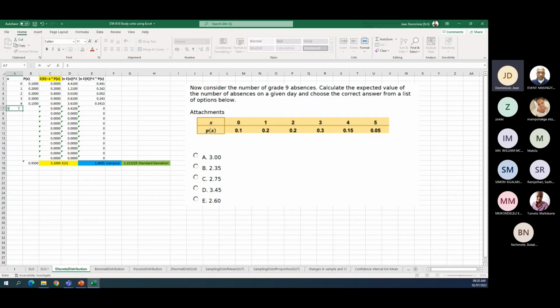So we have 5. So let's just look. There's 0, 1, 2, 3, 4, 5. And let's put in the probabilities. 0.2, 0.2, 0.3, 0.15, 0.5.